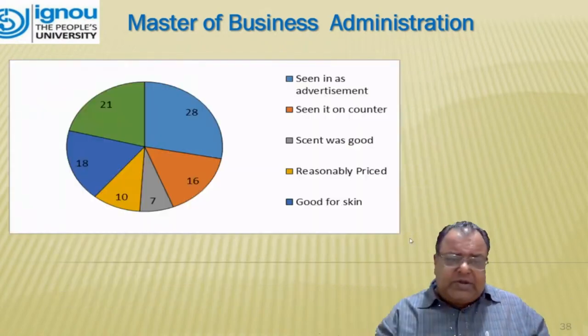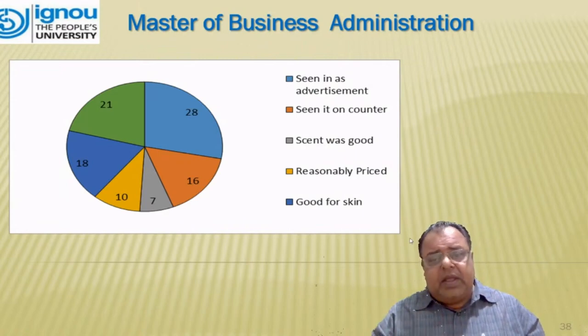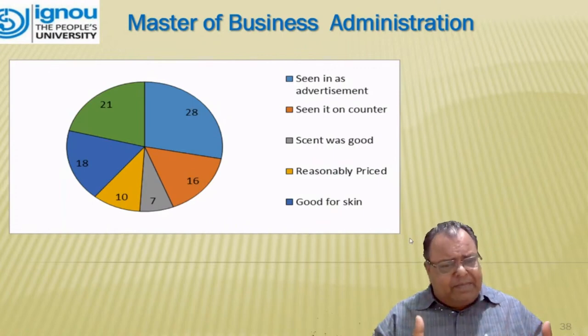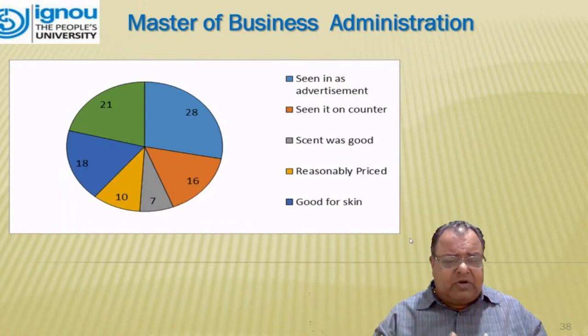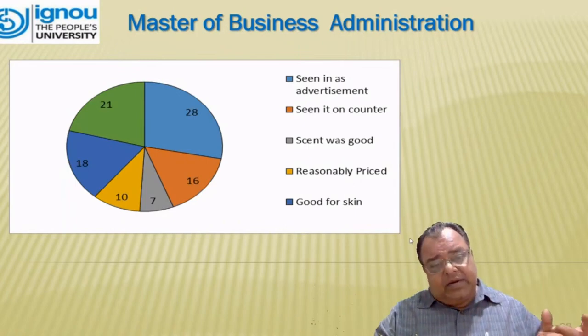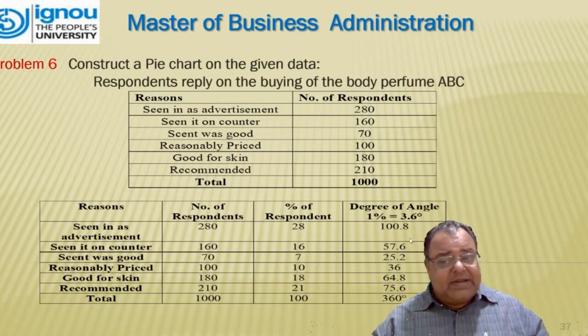Now, how to draw it? We have to draw a circle. There are 5 components in it. We have the angles with us, so we can draw a circle with an appropriate radius, start from a horizontal line, and with the help of a protractor, draw the different angles: 100 degrees, 57 degrees, 25.2 degrees, 36, 64, and the last part which will be left will be 75.6 degrees.